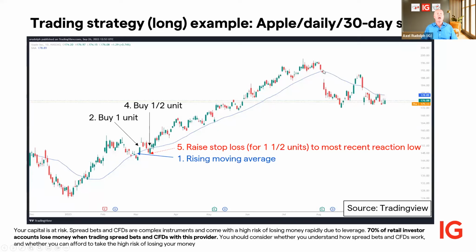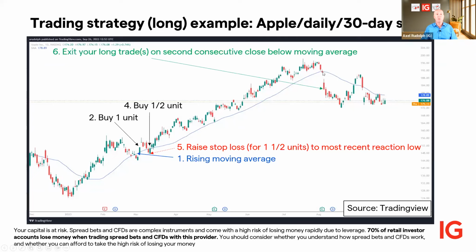And all of this happens until in August of this year, we had 1 negative close below the simple moving average here. And then we had earnings out. And then on the second day, we had a negative close again. So we had 2 consecutive negative closes below the moving average, which then took us out of our long position.